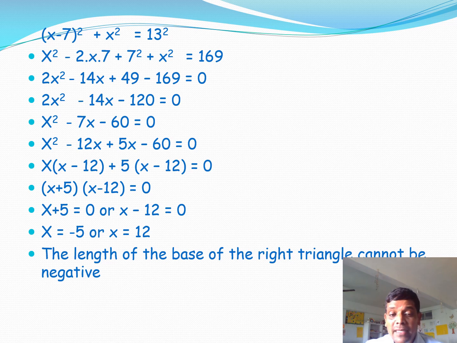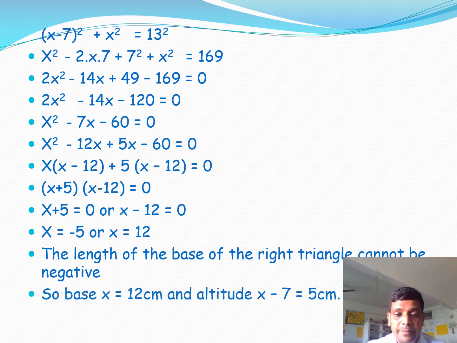Now what do you observe? These two are values of sides. The length of base or altitude is always positive, never negative. So the possible value is x equal to 12. The length of the base of a right angle triangle cannot be negative, means always positive. The length of the side equals 12 centimeters. So base x equals 12 centimeters. Then altitude. What is the altitude? X minus 7. 12 minus 7 equals 5 centimeters.